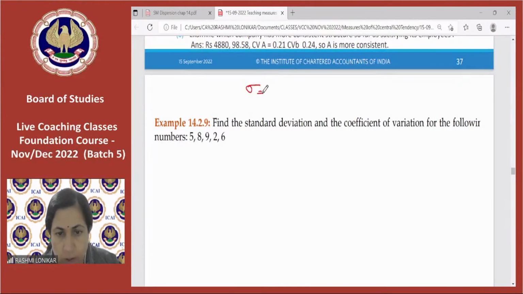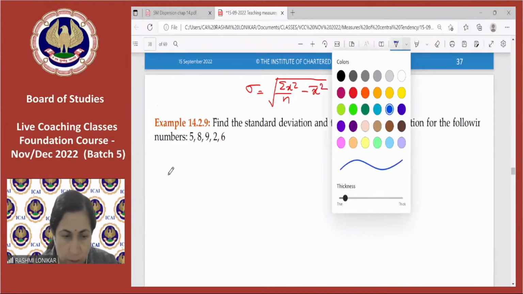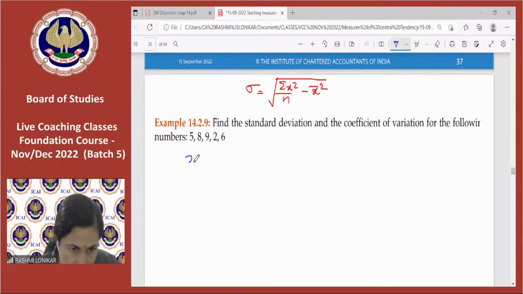What is the formula for standard deviation? It says that it is the square root of sigma x square upon n minus x bar square. Okay, so let us find them. First, I will write x, then I will write x square. So this is 5, 8, 9, 2, 6.